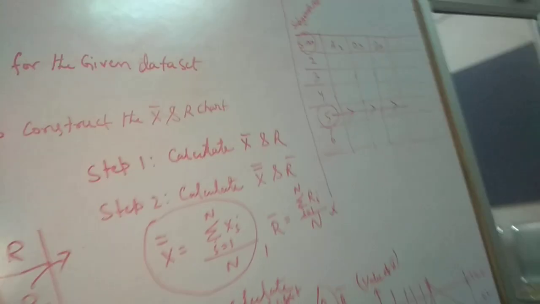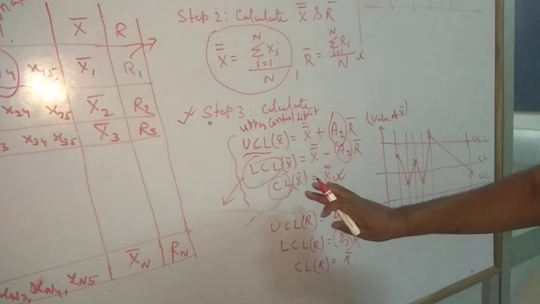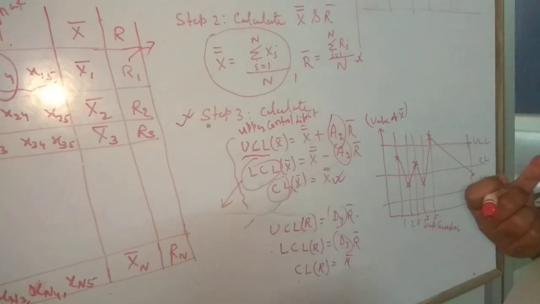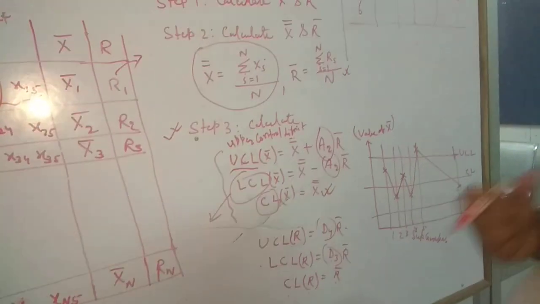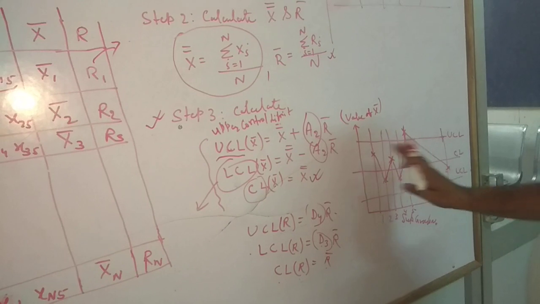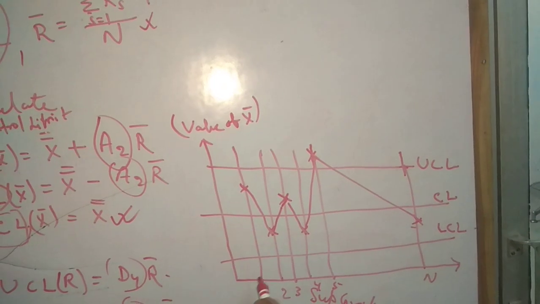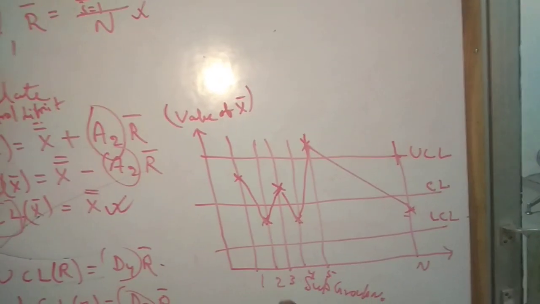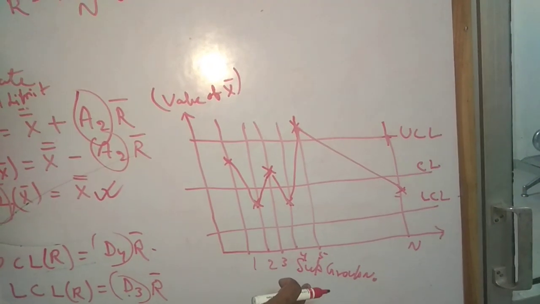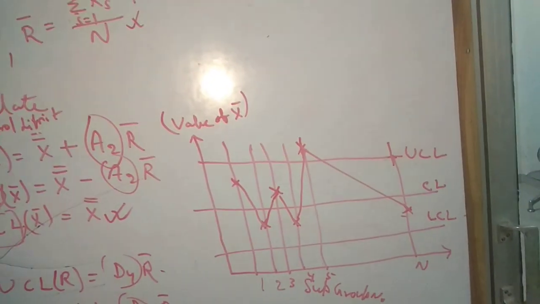Okay, after computing the UCL, LCL and control line for X bar as well as for R, first we will draw the X bar chart. How will we draw the X bar chart? Actually, the X bar chart is nothing but a graph between the subgroup number and the value of X bar.